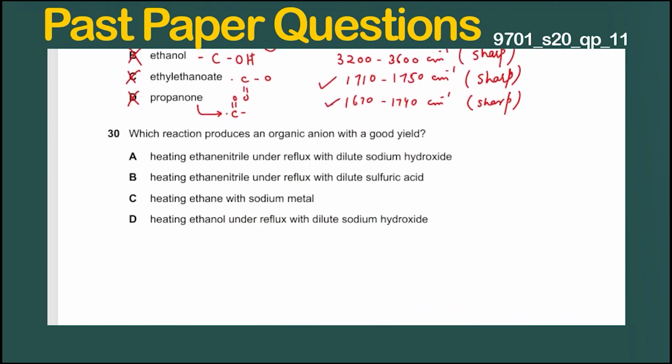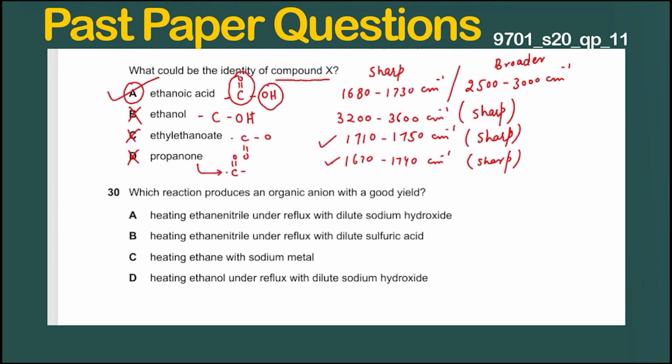All right, now have a look on the question number 30. Which reaction produces an organic anion with a good yield? Heating ethane nitrile. Ethane nitrile means two carbons with the nitrogen group. When it reacts with sodium hydroxide, because that is heat under reflux with dilute sodium hydroxide.